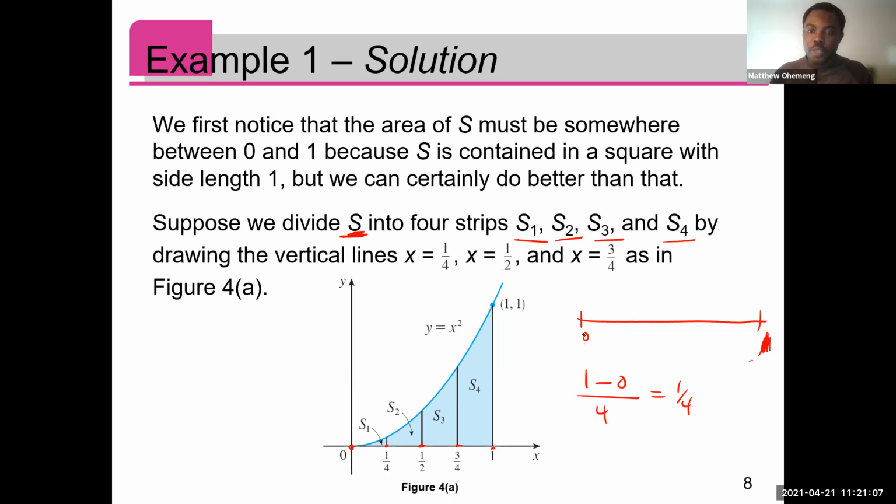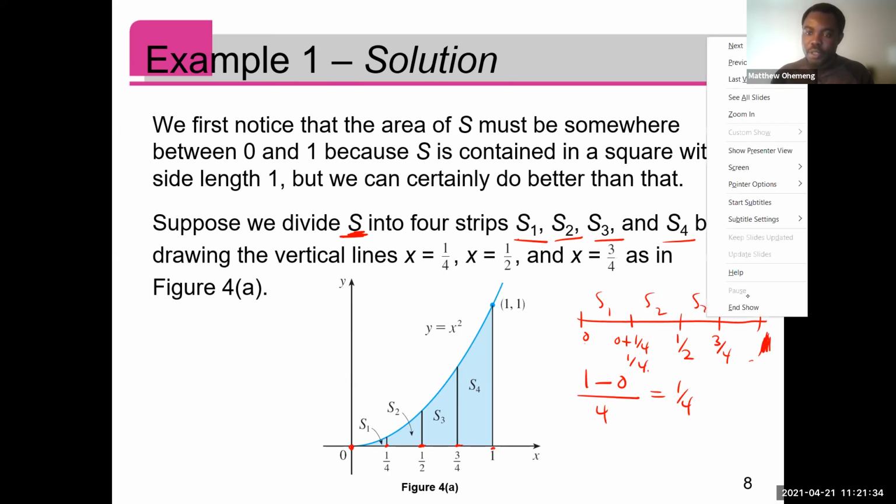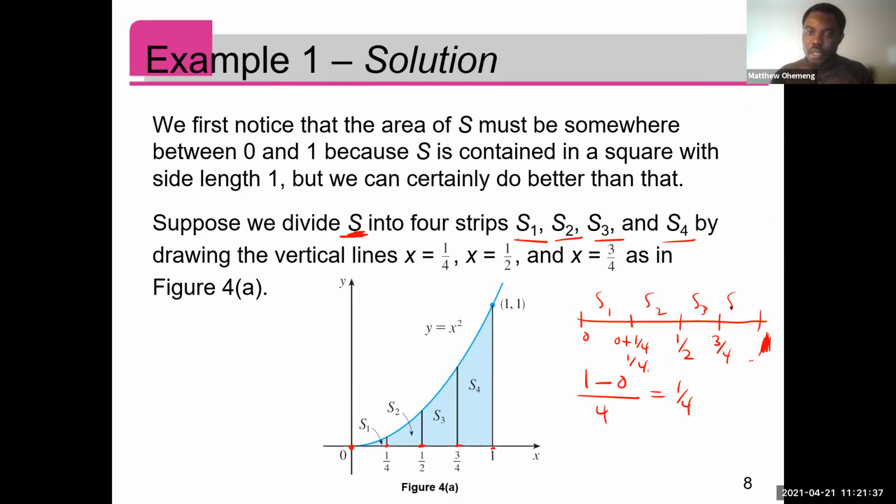With 0, the next point for the division of the strip will be 0 plus 1 over 4, which is 1 over 4. The next point will be 1 over 4 plus 1 over 4, which is 1 over 2. And then 1 over 2 plus 1 over 4: 1 over 2 is 2 over 4, so that'll be 3 over 4. And then 3 over 4 plus 1 over 4 will give us 1. So that gives us strip 1, strip 2, strip 3, and then strip 4. That's how we are getting these points, so we're using 4 strips.